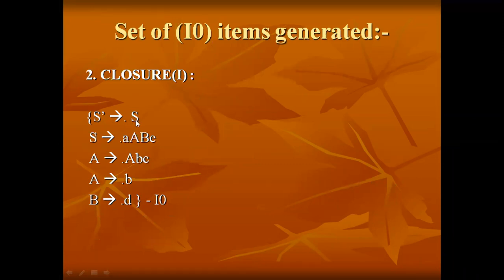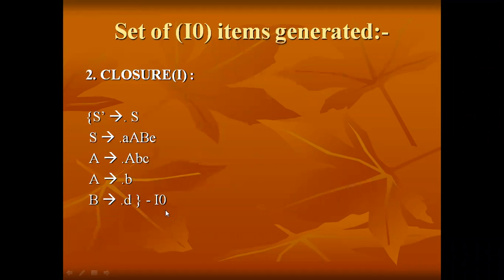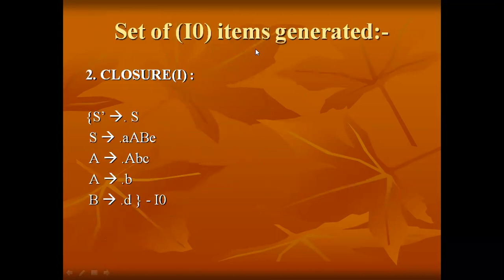So I'm calling that by using the goto function, where it is in the item number 0. So I'm taking I naught with S, calling the goto function I naught with S. That means S dash tends to S dot, where it is a new rule. That means this rule does not exist in the I naught set. That's why we're taking it as a new rule and naming it with another item number, I1, right? And now again check in I naught.